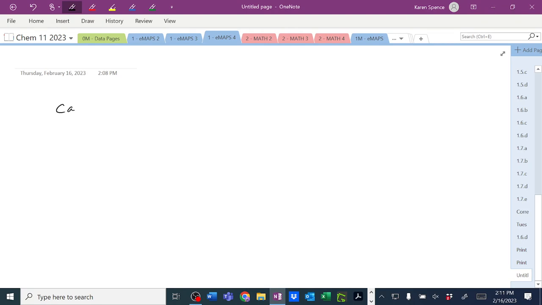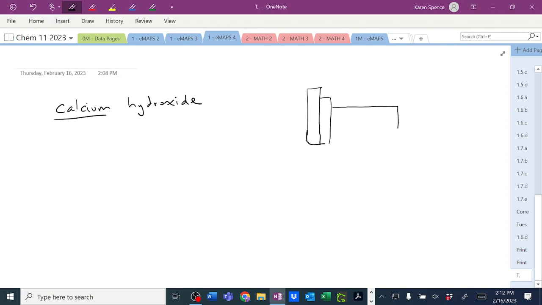We have calcium hydroxide. And if we look at a little periodic table over here, calcium is right about here. Okay, there is calcium. And I would like to know what type of element calcium is.